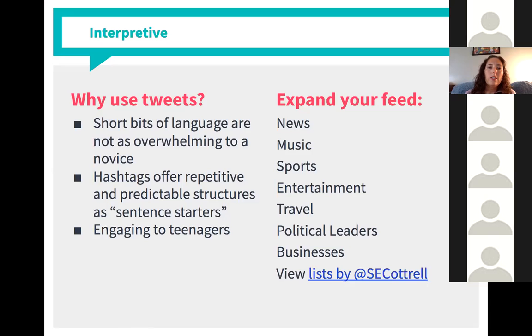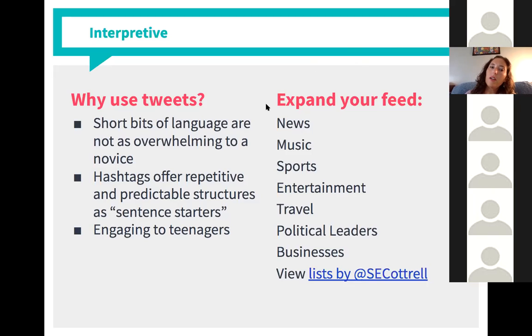Okay, so why use tweets or even Instagram? The thing that I like about this for our students, especially for novices, is that the language is in little bite-sized sections, so it's not so overwhelming. Hashtags have repetitive and predictable structures. I'll show you some examples of some sentence starters. And it's just engaging to teenagers. They're familiar with it, they're used to it, so they don't have to adapt as much to the platform.